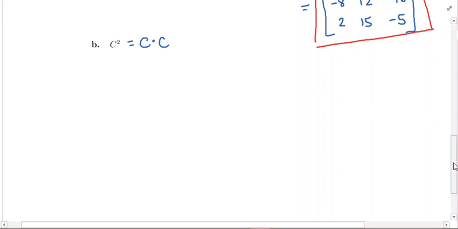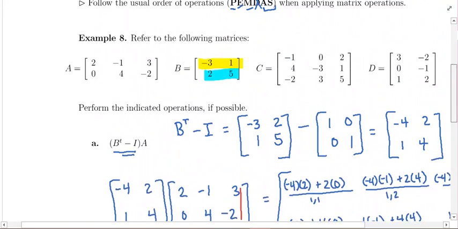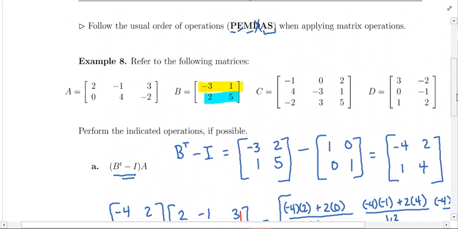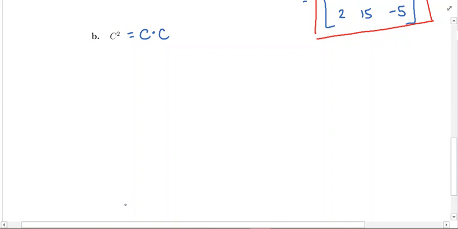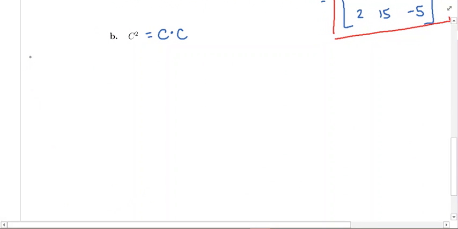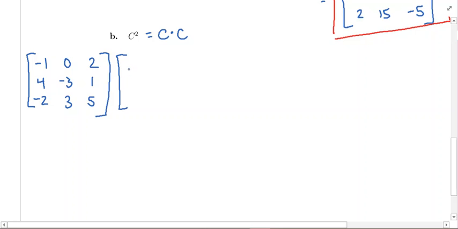Remember, all the matrices that we're working with in this example are up here at the very top. You can see c is right here. So we're going to go down here and write this down. If we have c squared, and we're going to need some room for this one, we're going to write down the matrix C, so it's -1, 0, 2, 4, -3, 1, and then -2, 3, 5. We have to multiply it by itself. So this is what C times C is going to look like.